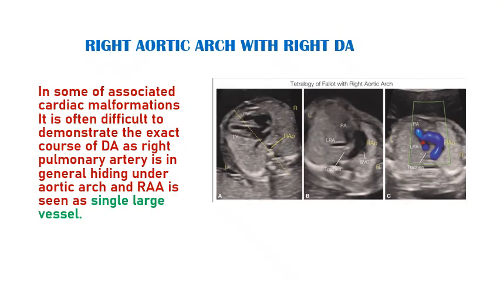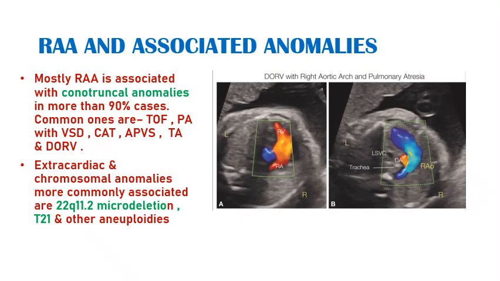In some associated cardiac malformations, it is often difficult to demonstrate the exact course of the ductus arteriosus, as the right pulmonary artery is hidden under the aortic arch and the right aortic arch is seen as a single large vessel. Mostly, right aortic arch is associated with conotruncal anomalies in more than 90% of cases.